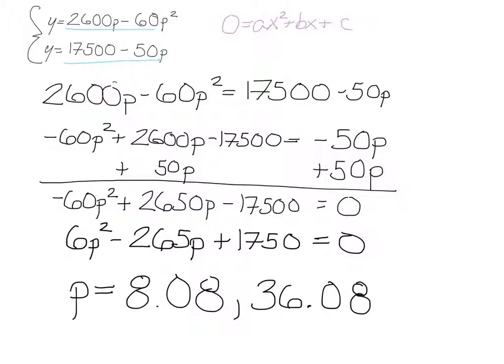So let's remind ourselves of the context of this problem. The whole point was to find our break-even point between when we knew that we were going to get the same amount of money in income as we would have to pay to run the business. So this is telling us that if I charge $8.08, I'm not going to make any money, I'm not going to lose any money. If I charge $36.08, I'm not going to make any money, I'm not going to lose any money. In our last slide, we're going to think about that on a graph.